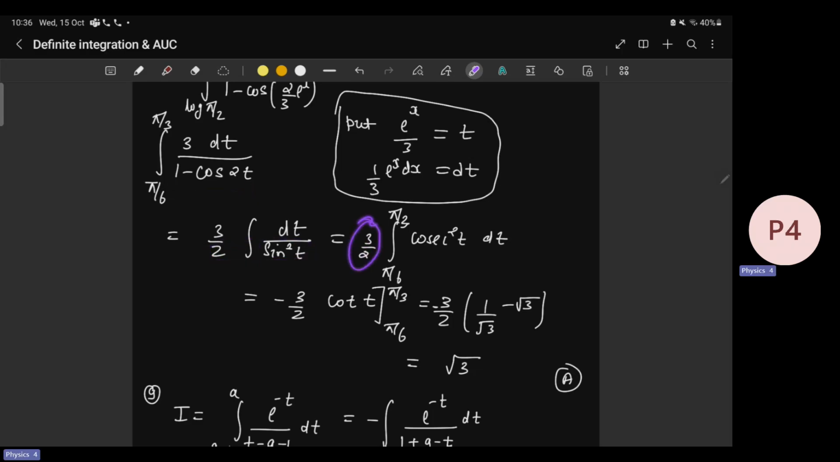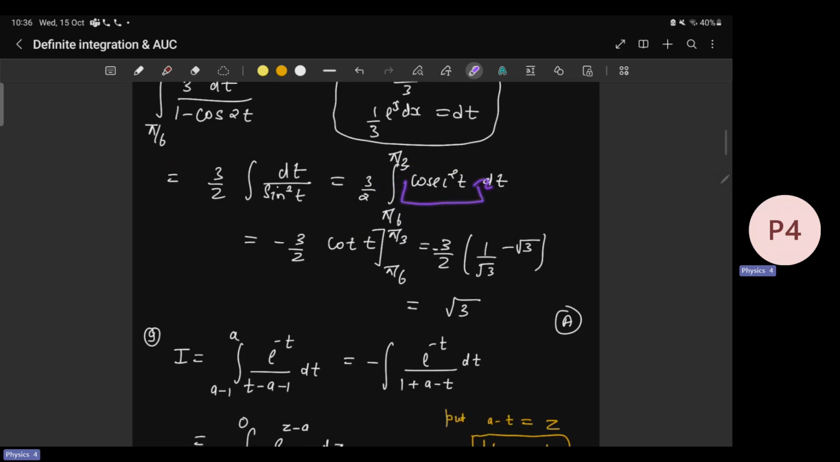Now 3 by 2 integration cosec square t dt. We all know the integration of cosec square t is minus cot t. So minus 3 by 2 cot t is the integration. Put the values of limit from pi by 6 to pi by 3. Minus 3 by 2, 1 by root 3 minus root 3. So the final answer is root 3. Option A is the correct answer.